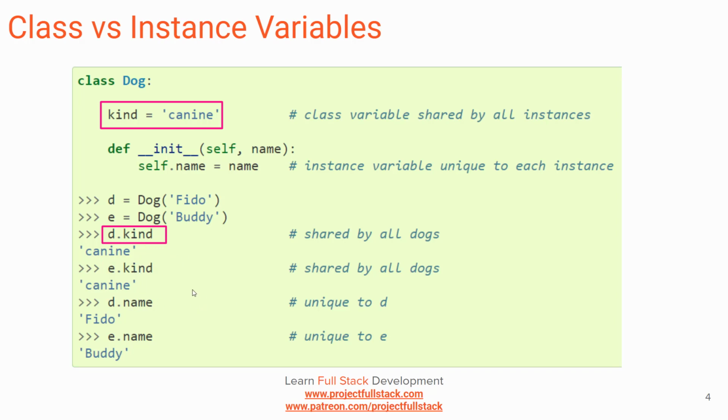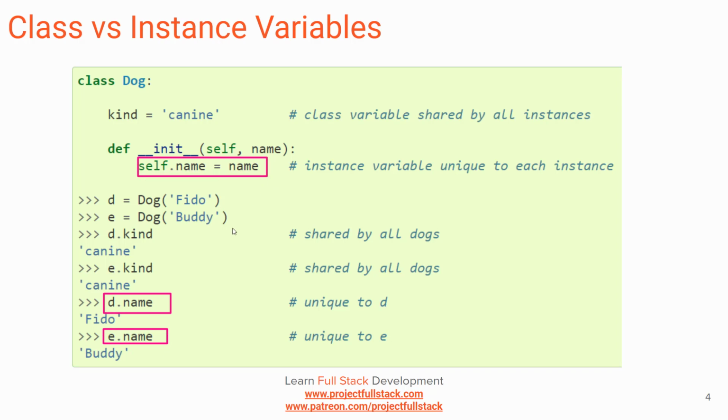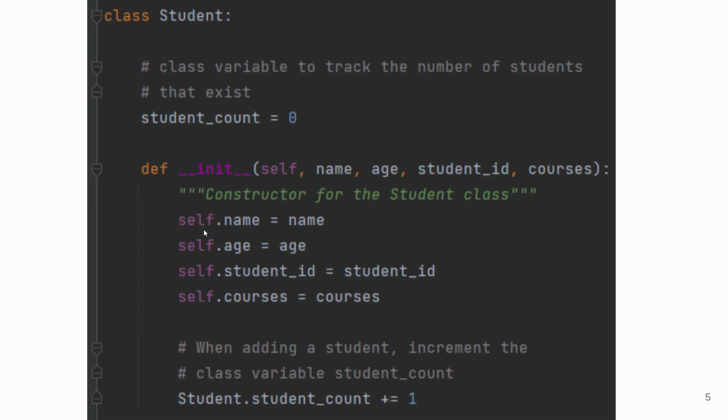And then all they do down here on these next two lines is say, hey, each one of these objects has their own instance variable, name, that's unique to each one of those. So this is the example I have that I'm going to be programming.